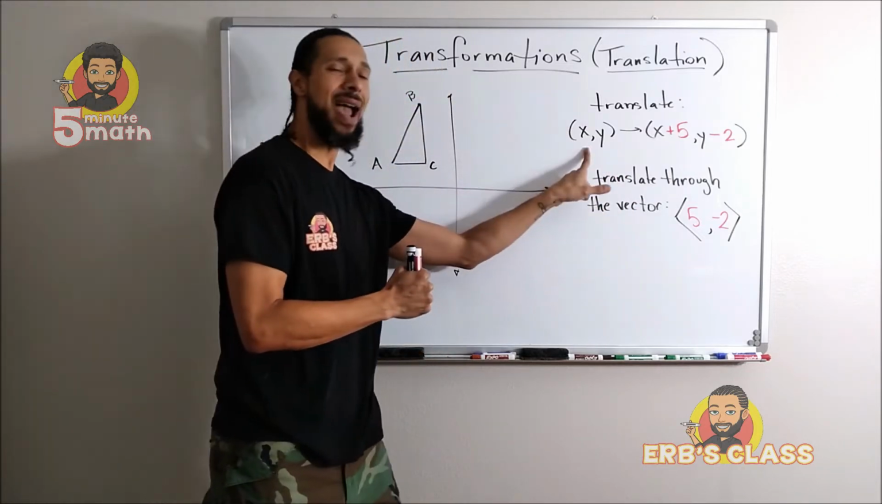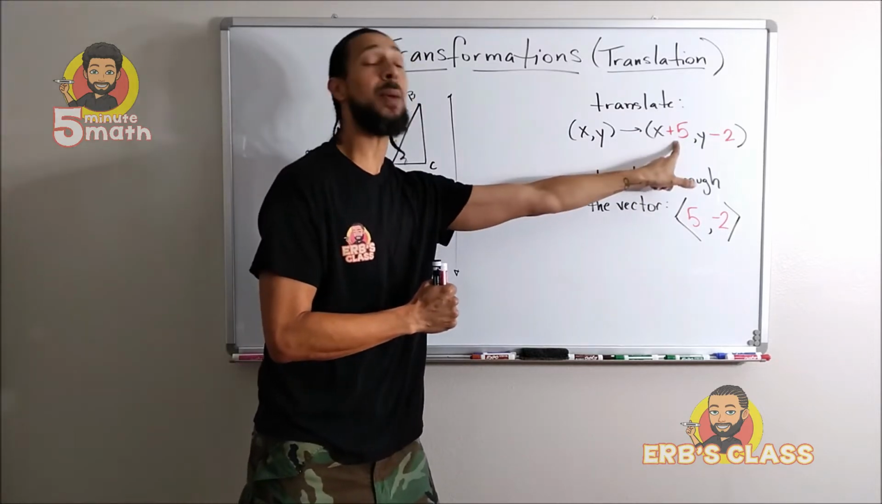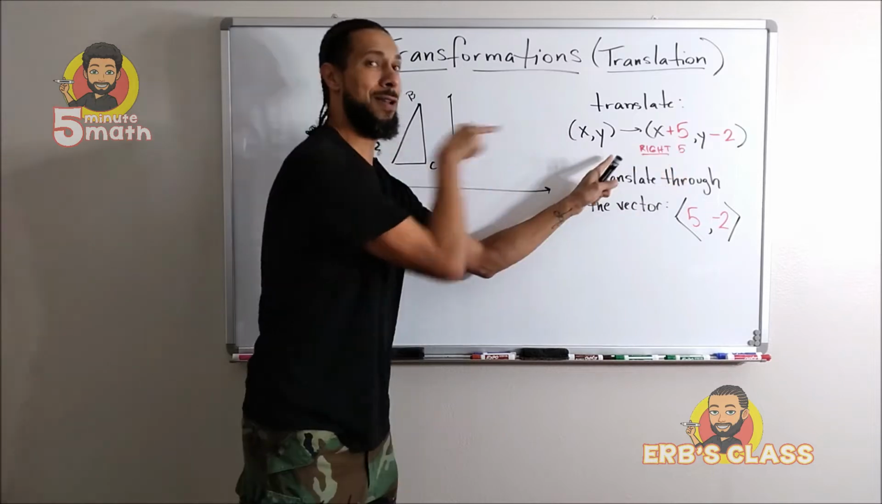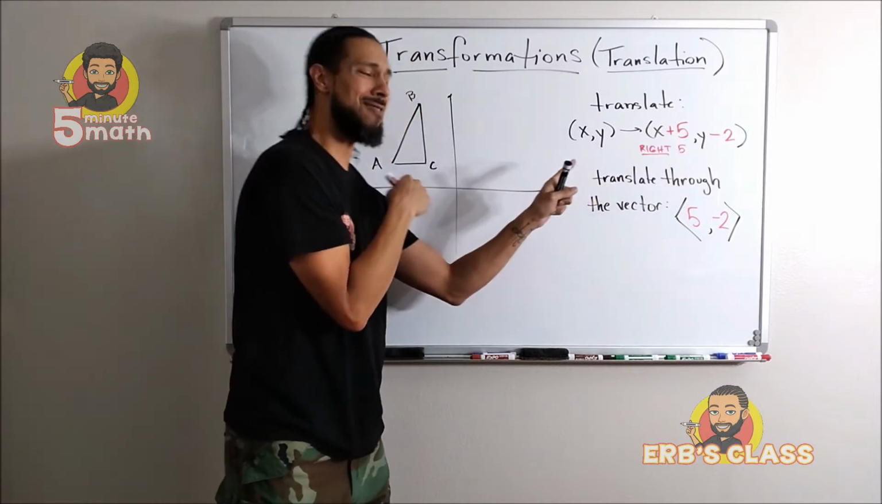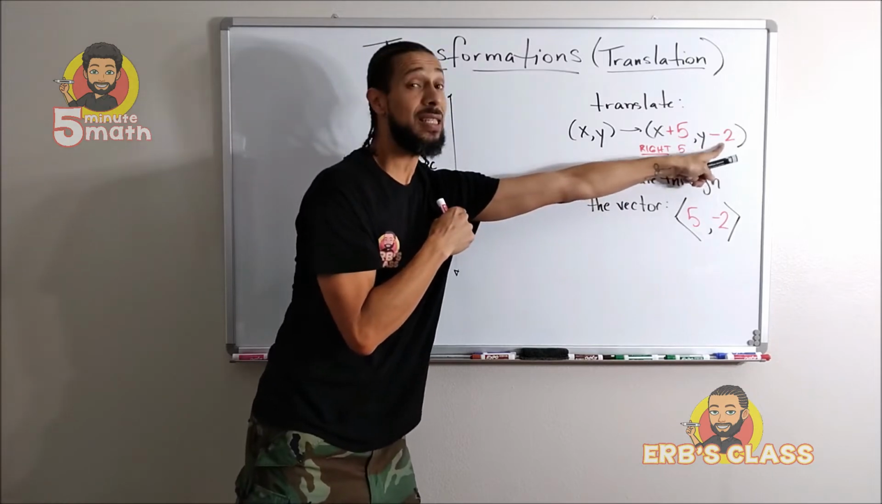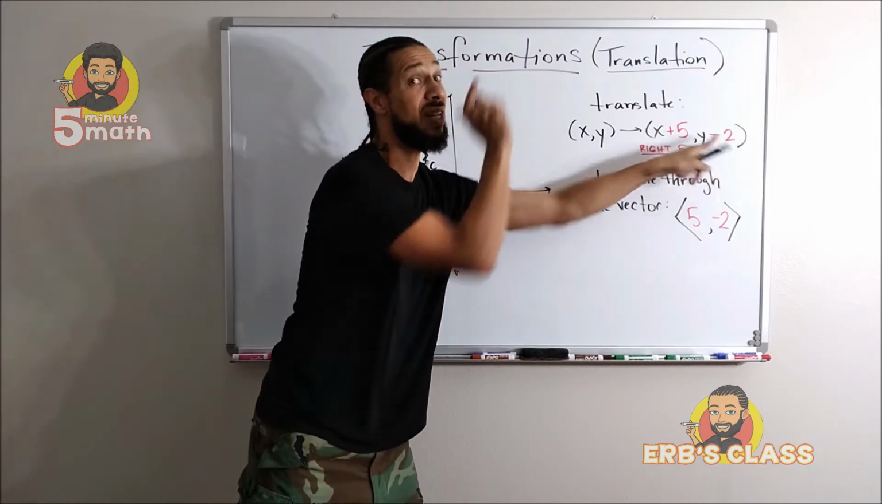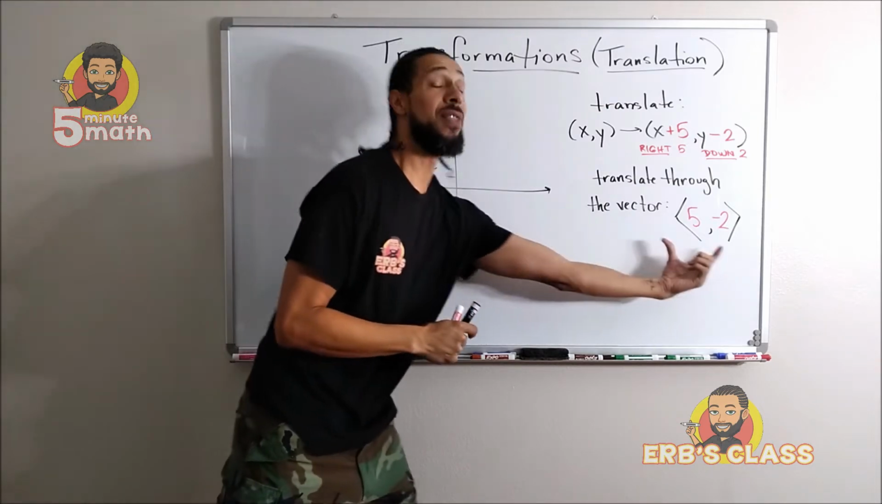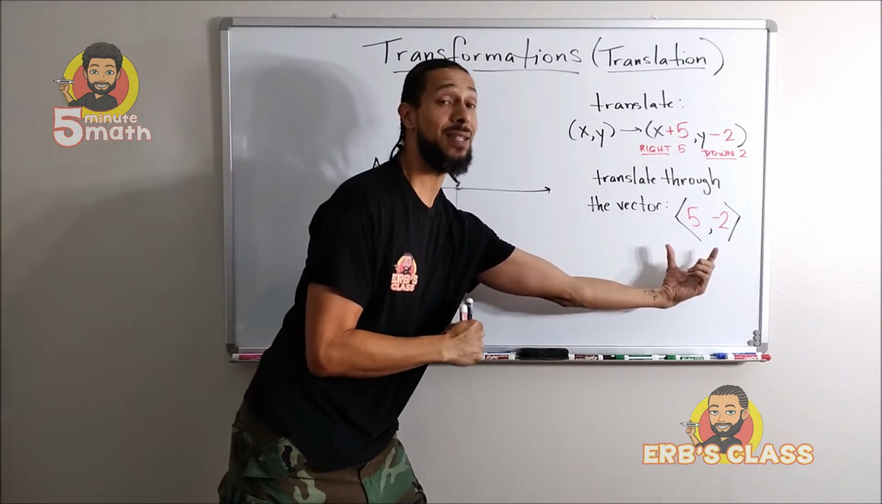Remember, X is left to right. And if I'm moving +5 in X direction, doesn't that mean I'm moving to the right 5 spaces? Yeah. And if my Y is up and down and I'm moving -2, wouldn't that mean I'm moving down 2? That's exactly right.